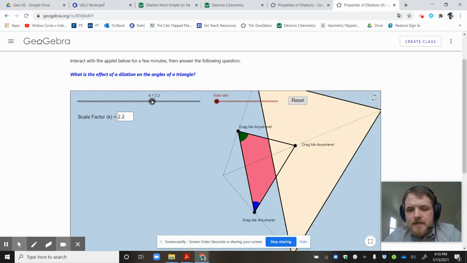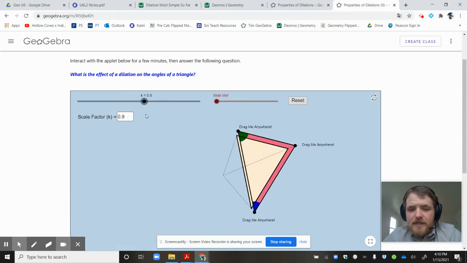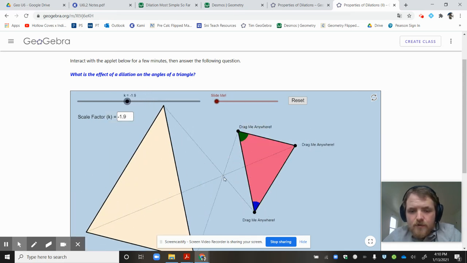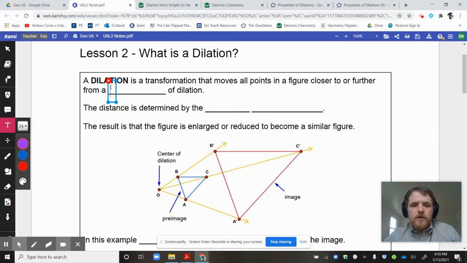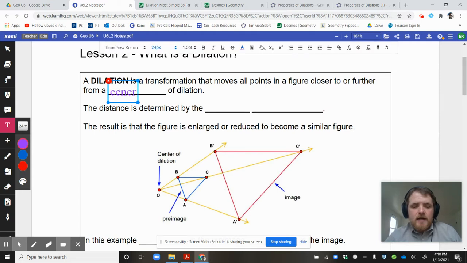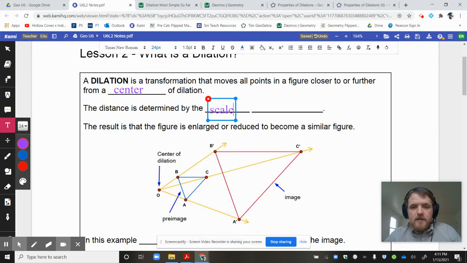If I make my scale factor really, really big, or if I make it even negative, everything flows from this point right there. So everything gets closer or farther away from a center of dilation. The distance specifically is determined by the word I just said a second ago, which is called that scale factor. If you've maybe heard the term scaled up or scaled down before, the scale factor determines how big our new shape is going to be.